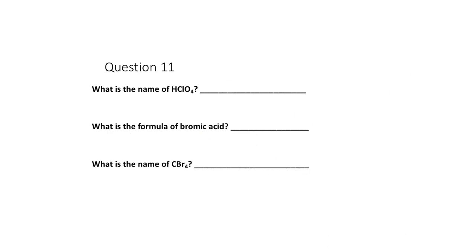A couple naming, so this would be perchlorate, so this is perchloric acid. Bromic acid would be bromate's acid, so HBrO3.